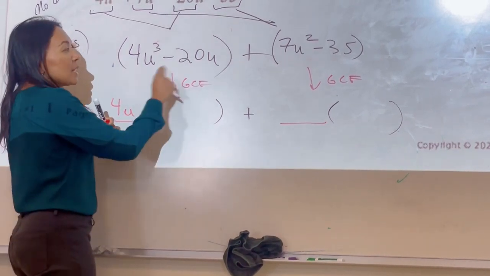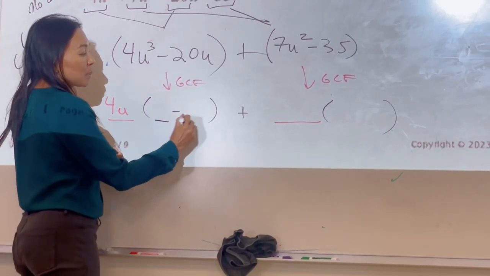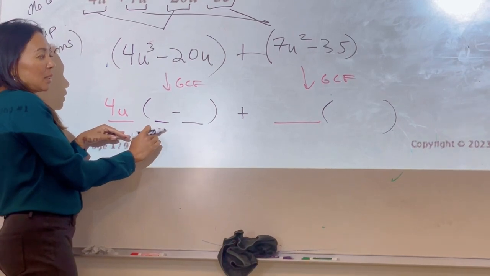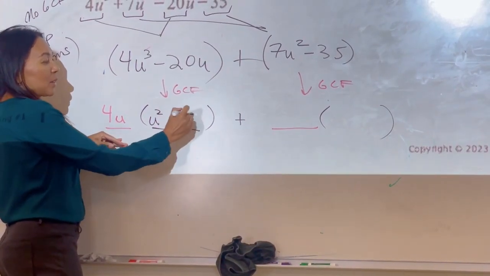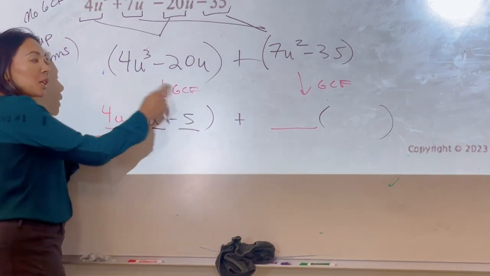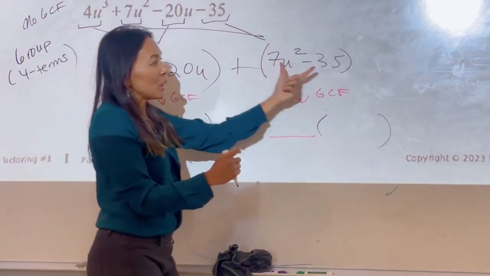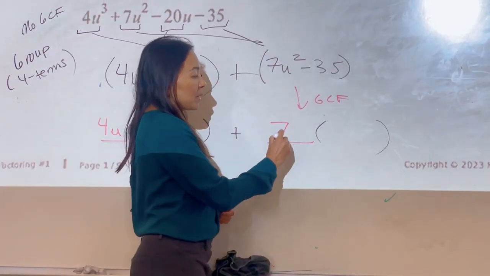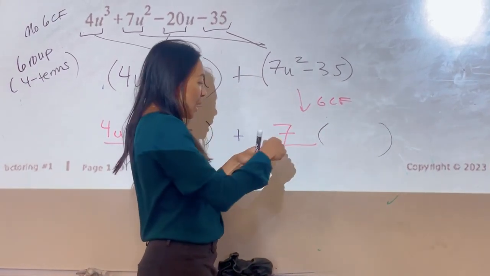So therefore, inside here, I have 2 blanks, right? Blank minus blank, because there's 2 terms here. What goes inside the blank? U squared minus 5, right? And double check your work. If you multiply this through, you should get the original. This one here, what is a GCF for the second group? 7, right? Is there a U? No, right? There's no U here, so just a 7.